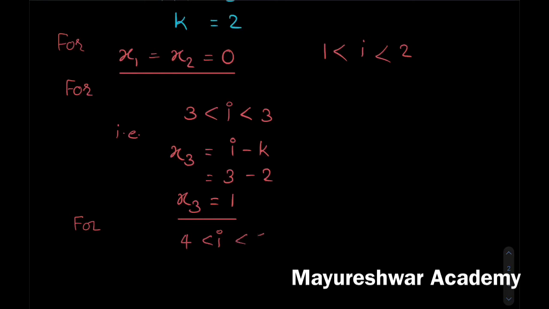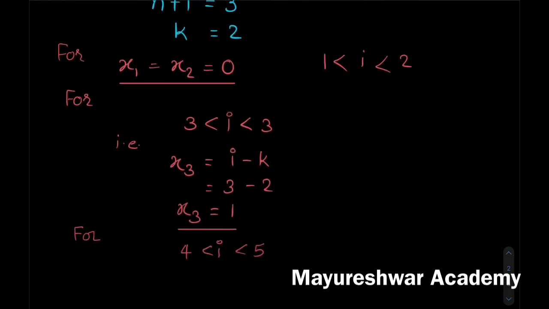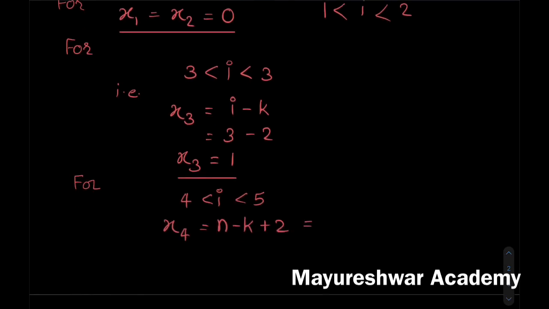For i between 4 to 5, that is n plus 2 to n plus k plus 1, for x4 the value will be n minus k plus 2. In this case n is 2, minus k, which is 2, plus 2, so that gives us 2, and x4 is 2. Similarly x5 will be again 2, the same value.